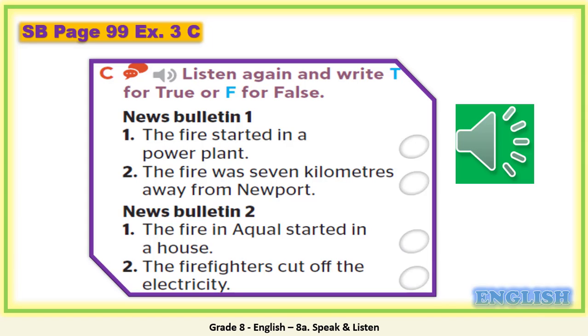Welcome back, my dear students. Now let's check your answers. Number 1. The fire started in a power plant. This is true or false? Great. This is true. Number 2. The fire was 7 kilometers away from Newport. False.